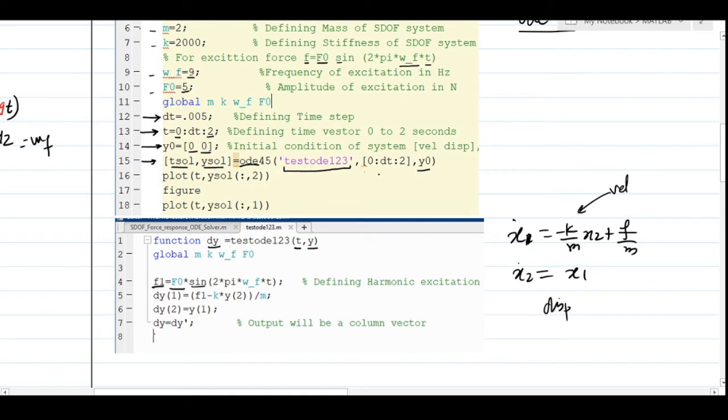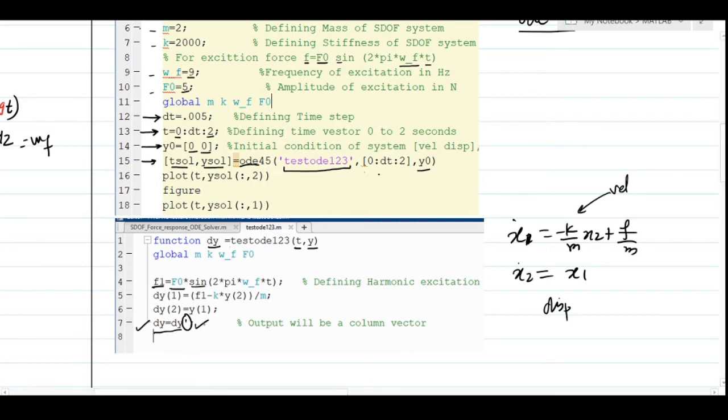And line 7 I have written because in MATLAB, particularly when we use the ODE function, the output should be in terms of a column vector. So here dy1 and dy2 actually create two rows, so I am doing a transpose. This dash is actually converting my dy vector into its transpose. So earlier I had a row vector, later on it will become a column vector. So this is one line which is required to convert a row vector into a column vector.